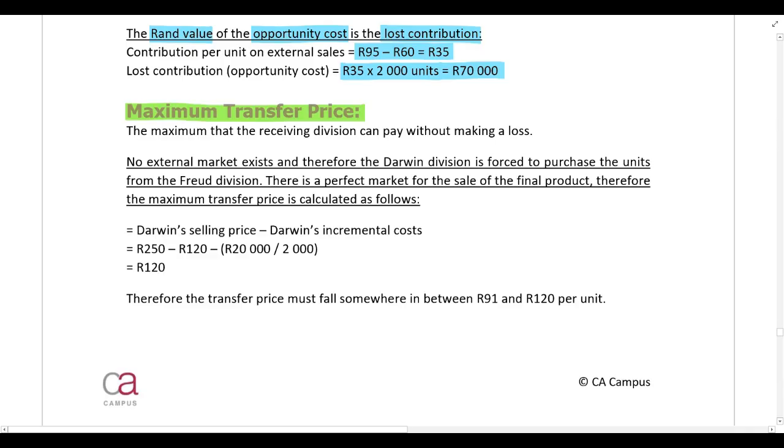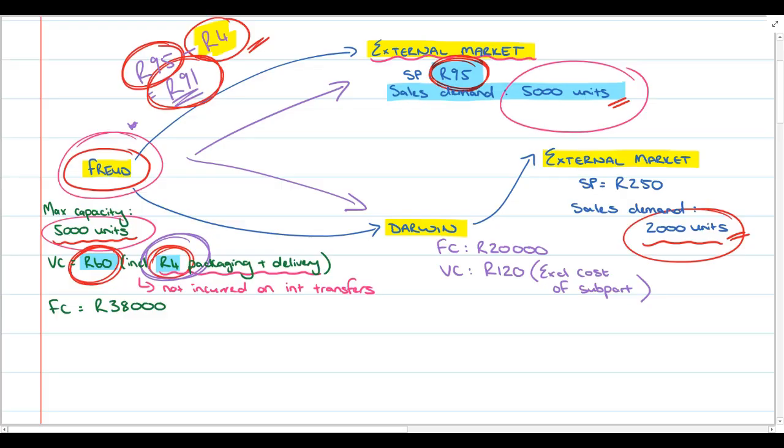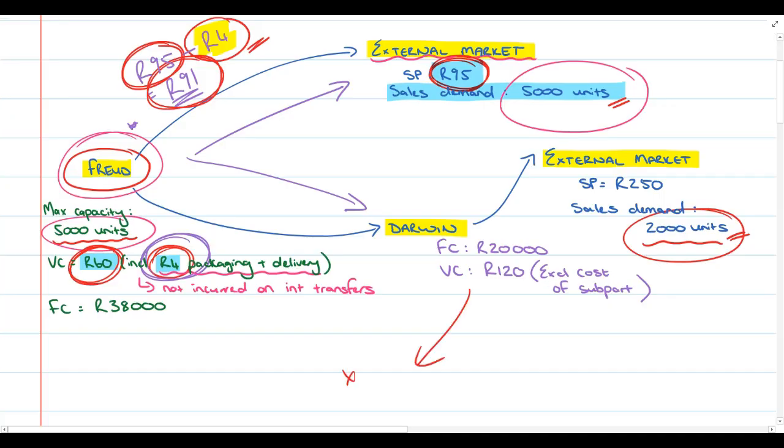And now you need to be careful. In the previous parts of the required, we had an external supplier. So the Darwin division was not forced to buy from the Freud division. They could buy from an external supplier. Now think about this logically. Obviously, guys, if there was this external supplier over here and they were charging 95 Rand a unit, then the maximum that the Darwin division would be prepared to pay internally is 95 Rand a unit. If the Freud division says we're going to charge 100 Rand per unit, then the Darwin division is not going to purchase the product internally. Instead, they will rather purchase it externally at a cheaper price.